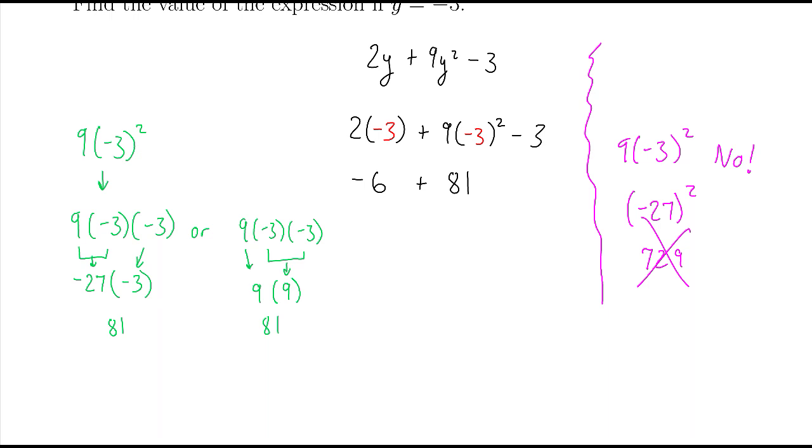Okay, and then let me not forget to bring down this minus 3. Okay, so now we have negative 6 plus 81 minus 3. That's going to be negative 6 plus 81 is 75, minus 3. 75 minus 3 is 72.